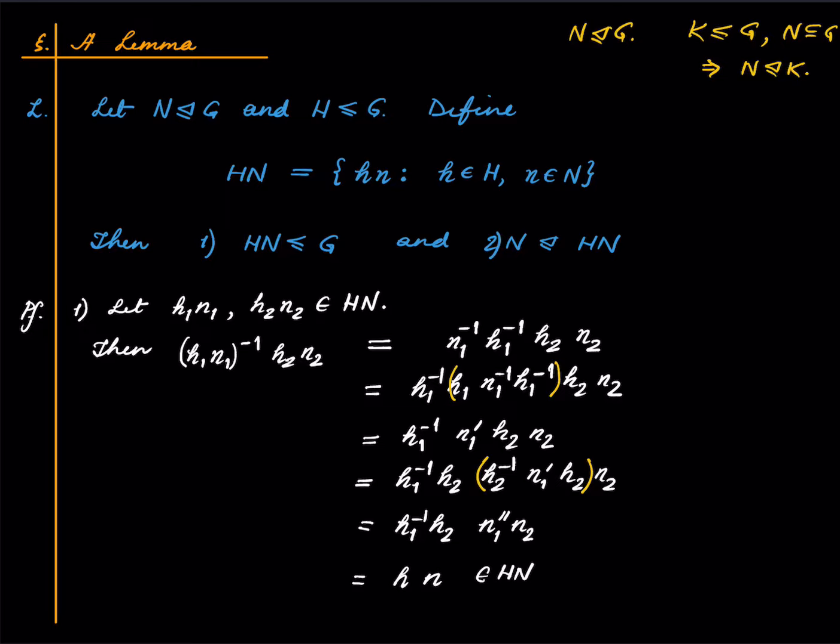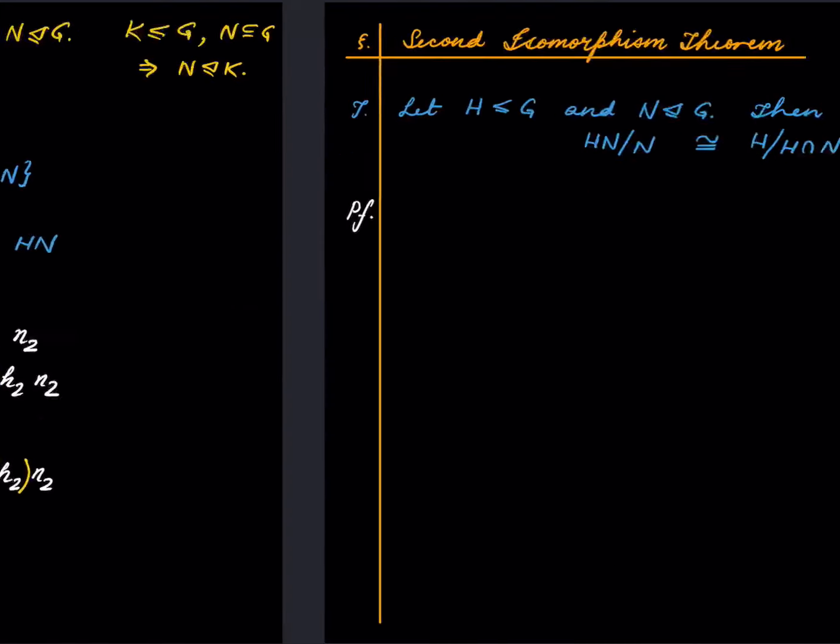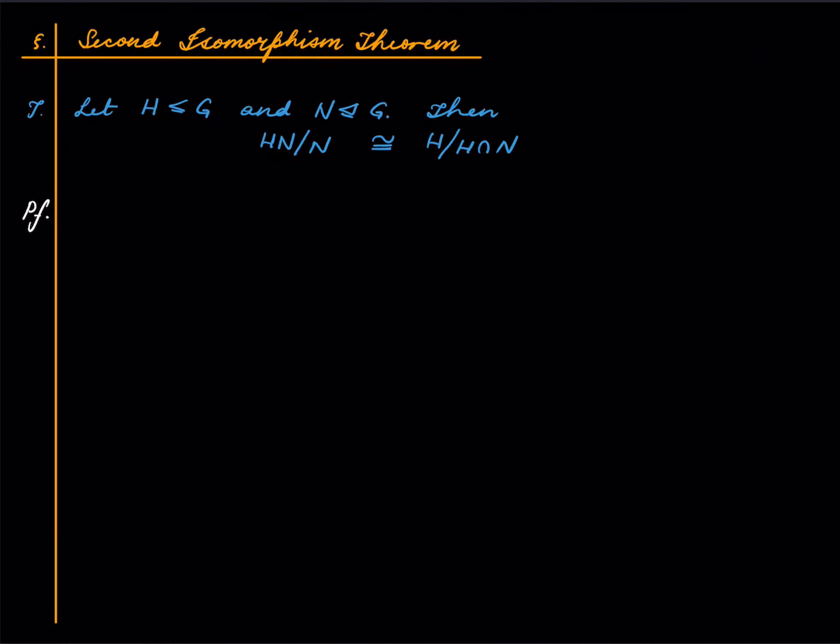Okay, so let's go to the statement of the second isomorphism theorem. The setting is the same. We have a normal subgroup N of a group G and H is another subgroup. We just saw that HN is a subgroup and N is normal in that. So this quotient is a legitimate group. It is legitimate to consider this quotient. And also there was an exercise earlier that H intersection N is normal in H.